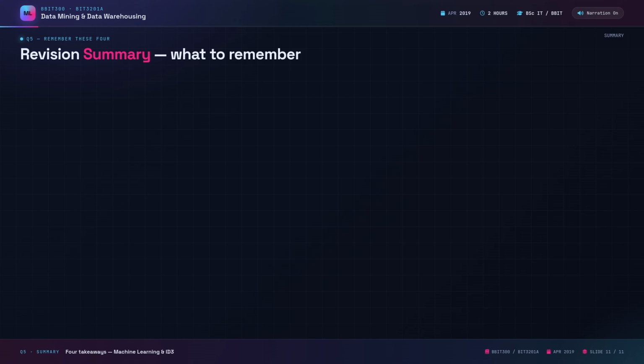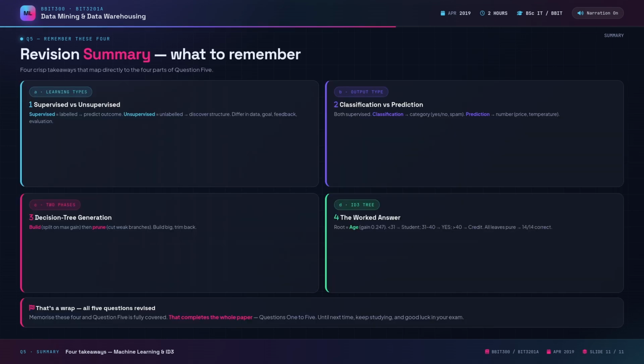Third, the 2 phases of decision tree generation. Build the tree by recursively splitting on the highest information gain, then prune it back to fight overfitting. And fourth, the ID3 worked example. The root is age because it has the highest information gain at 0.247, under 31 splits on student. 31 to 40 is a pure yes leaf, over 40 splits on credit. Every leaf is pure, so the tree classifies all 14 training examples correctly. Memorize these 4 points and question 5 is fully covered, and with it the whole paper.